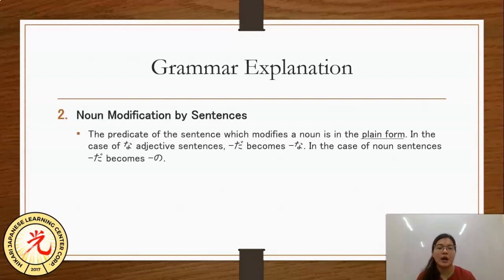The predicate of the sentence which modifies a noun is in the plain form. Kung ano yung nagmo-modify ng noun natin dito, dapat naka-plain form siya. In the case of na adjective sentences, the da becomes na. Si da ay nagiging na sa na adjective, and in noun sentences, the da becomes no. Si noun naman ay nagiging particle no. Example here, Kyoto e iku hito. A person who goes to Kyoto.